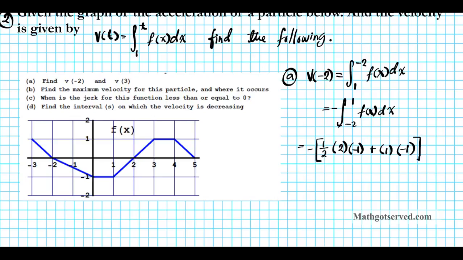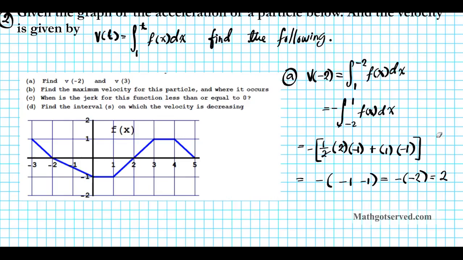Remember this is the area of the triangle, this triangle right here, plus the area of the square, this square right here. So that's going to yield negative. In this entire expression, these two 2's cancel out. 1 times -1 is -1, minus 1. So you have negative times -2. And your final answer is 2.